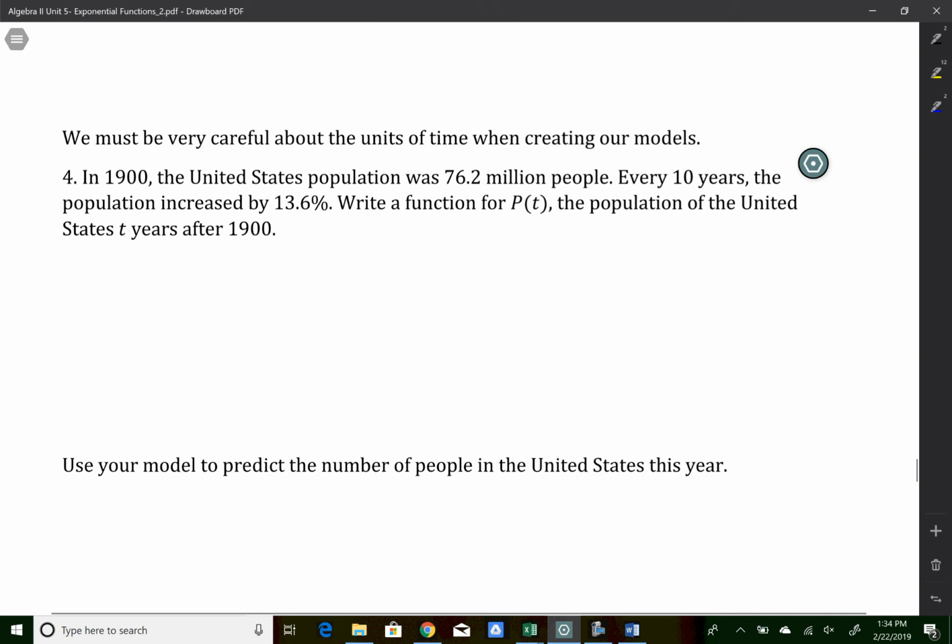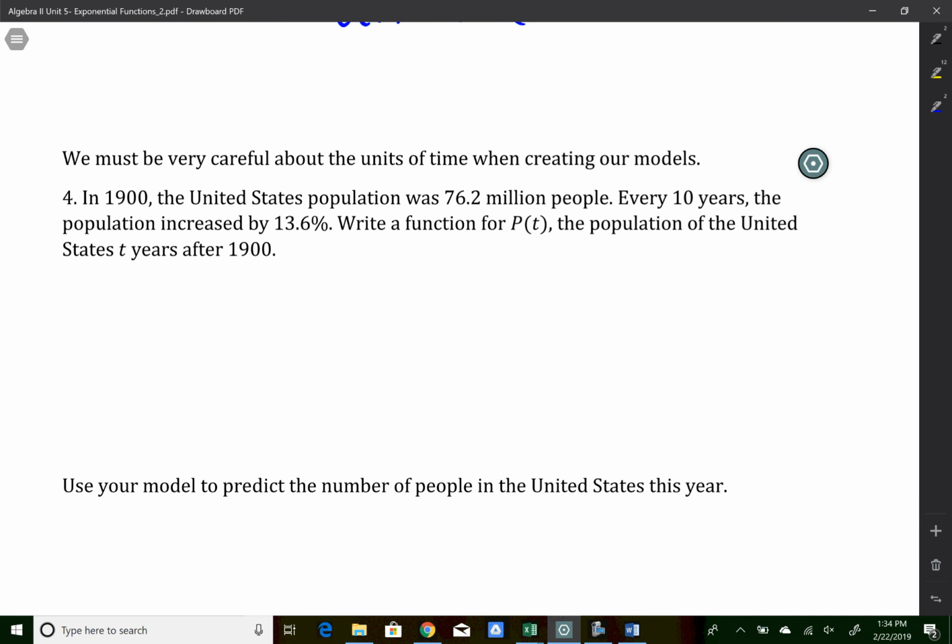Number 4, here we have to really take into consideration our time. This is a tough question. It says in 1900, the United States population was 76.2 million people. And every decade, or every 10 years, the population increases by 13.6%. Write a function P of T, the population in years. We have a matching percentage to a matching number of years, but we want to represent our exponent as the actual true number of years that we have.